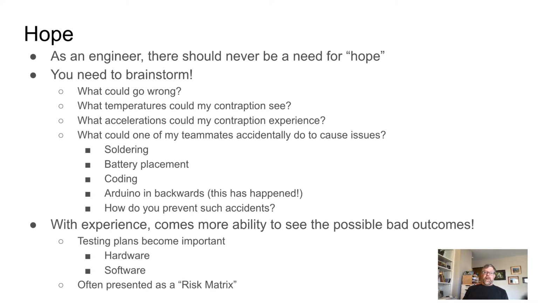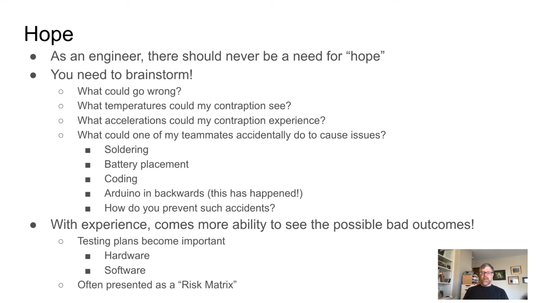Well, with experience, obviously comes more ability to see possible bad outcomes. I think older people tend to be more pessimistic because they have seen what can go wrong, and so they know the things that can possibly go wrong. So brainstorming is actually really important. And as you gain more experience, you will understand more things that can go wrong. Testing plans become really important. So what type of plans are you going to do for testing, for hardware, for software?